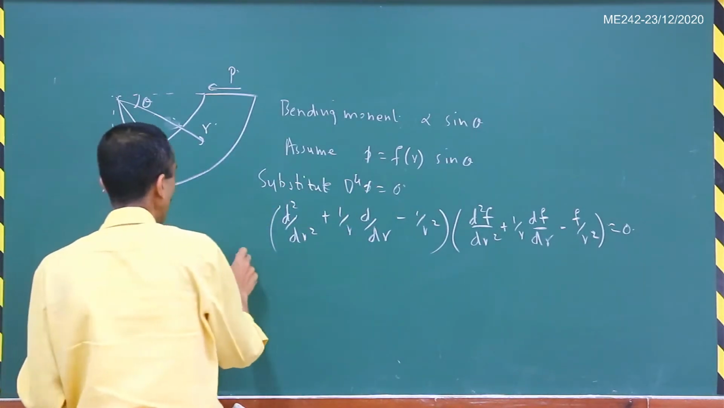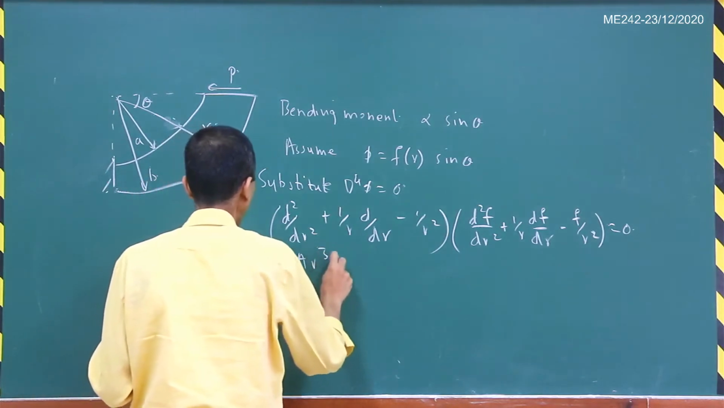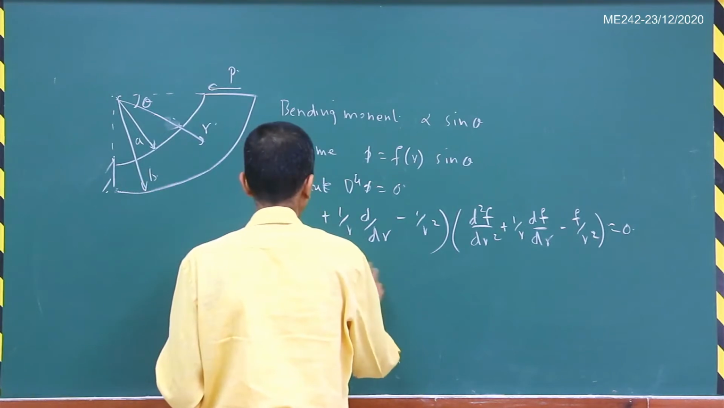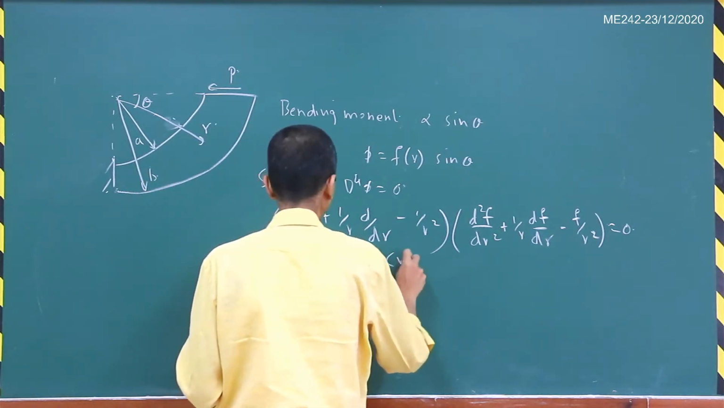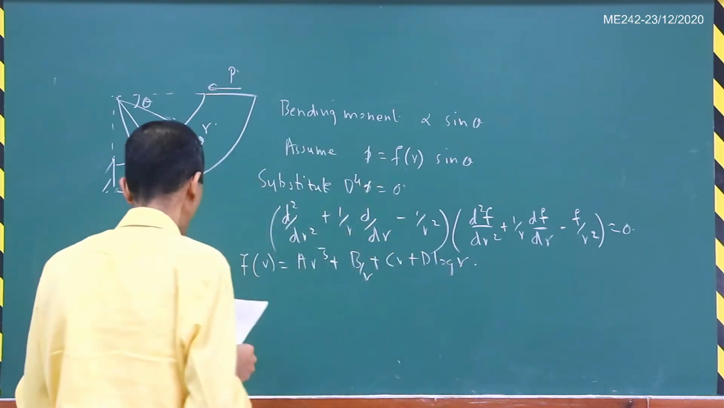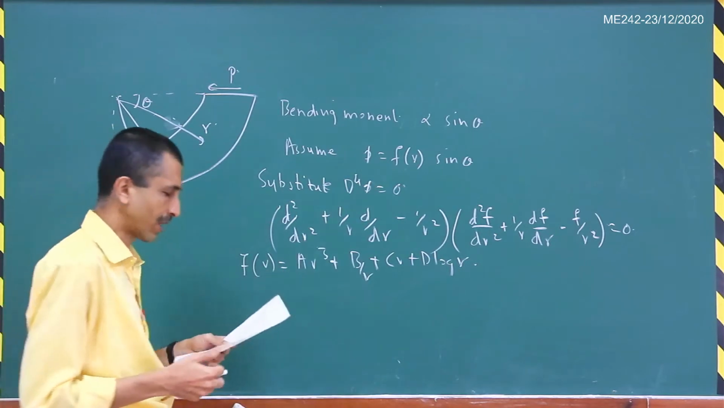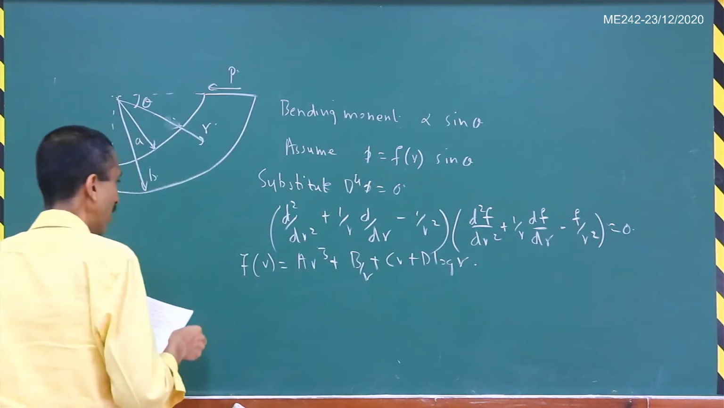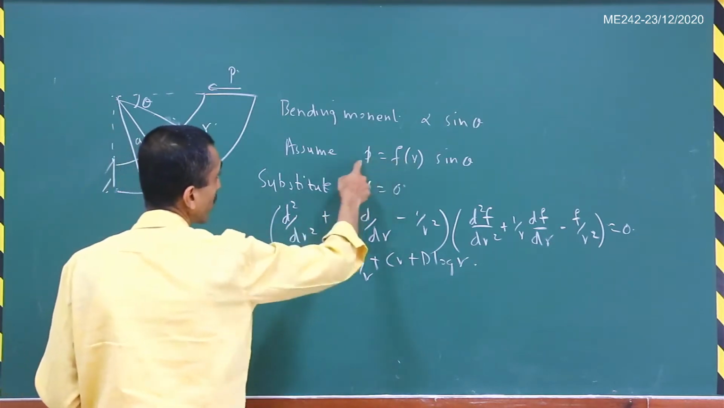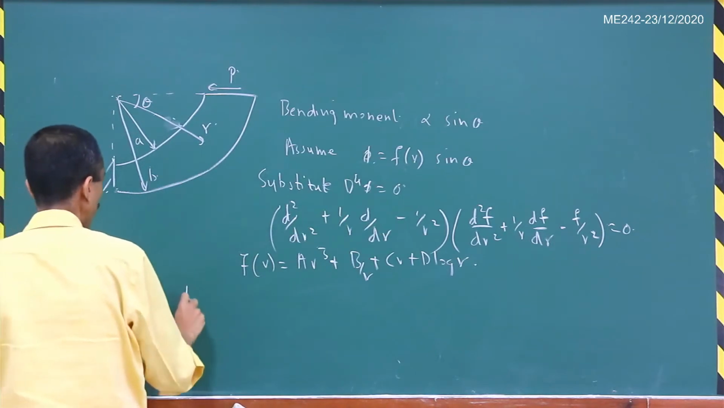Then if you solve this differential equation, you will get that f of r is equal to A r cubed plus B by r plus C r plus D log r. Okay, so there will be 4 constants in this solution because it's a fourth order differential equation here. And now you substitute this f of r into this, you will get the Airy stress function. Then from that you will get the stresses.